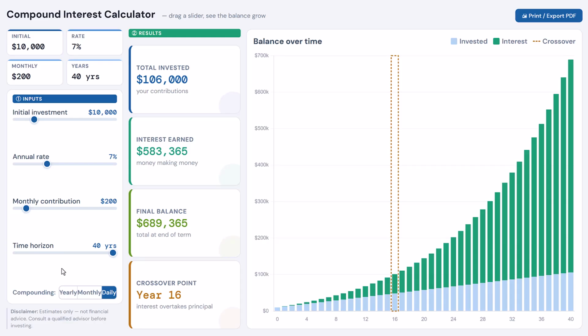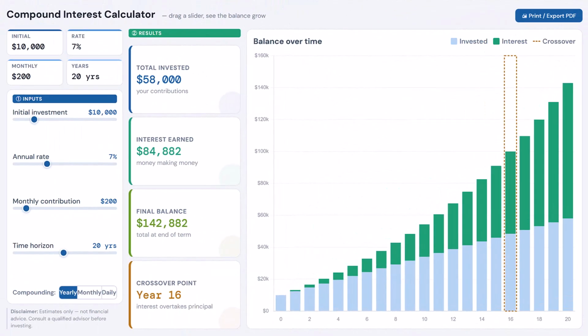When you've got a scenario you want to share, one click exports a clean PDF: inputs, results, and the chart. No Excel, no screenshots. You can download the file from the link below.